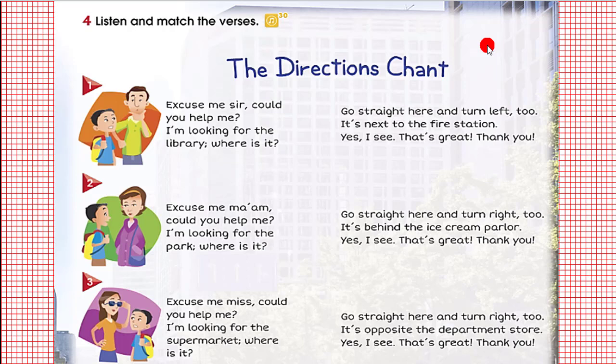Excuse me, miss. Could you help me? I'm looking for the supermarket. Where is it? Go straight here and turn left too. It's next to the fire station. Yes, I see. That's great. Thank you.